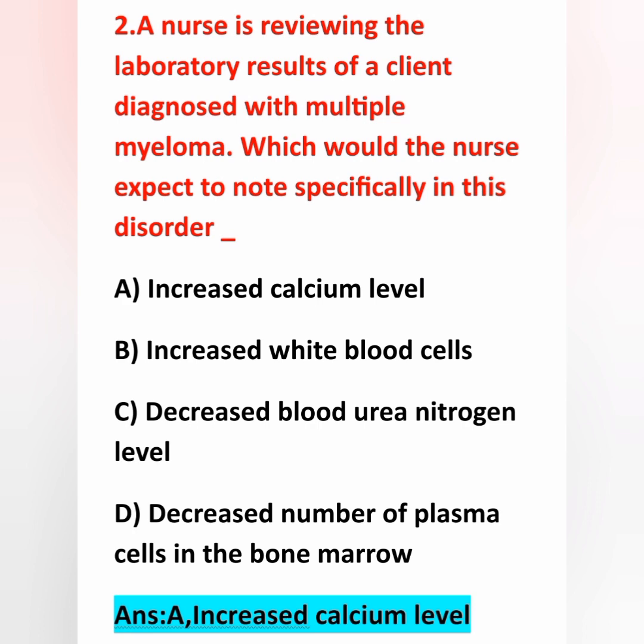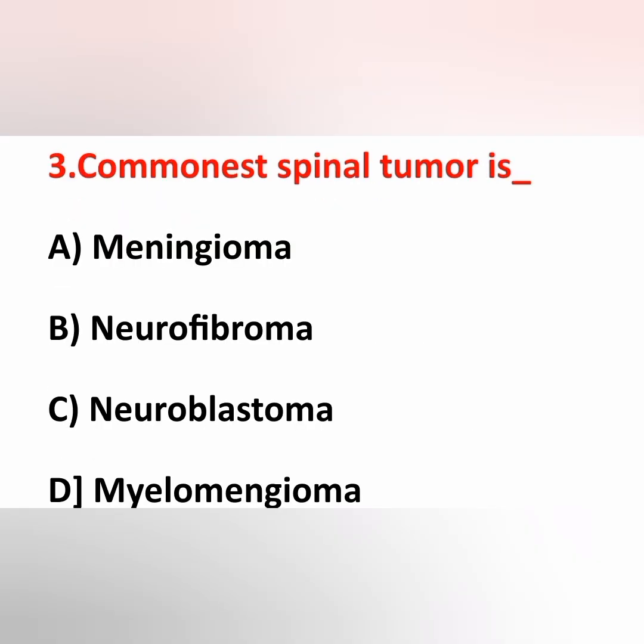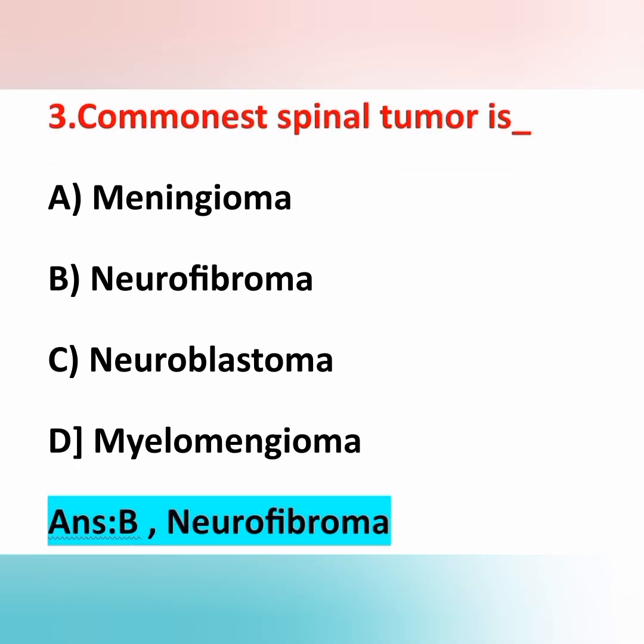Okay, and the next question, question number 3. Commonest spinal tumor is, and the options are option A meningioma, option B neurofibroma, option C neuroblastoma, option D myelomeningioma. Commonest spinal tumor is option B neurofibroma, which is the correct answer. Neurofibroma is the commonest spinal tumor.